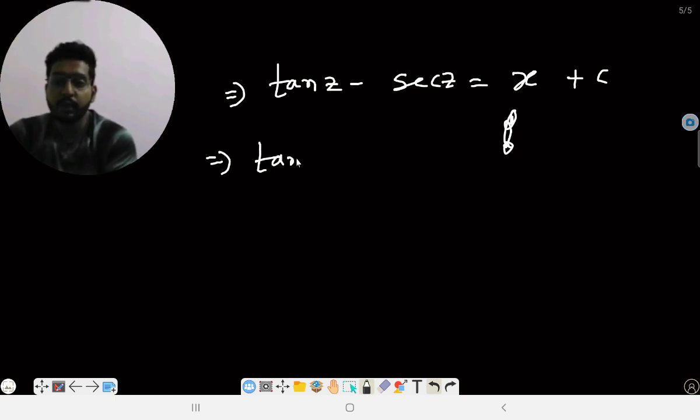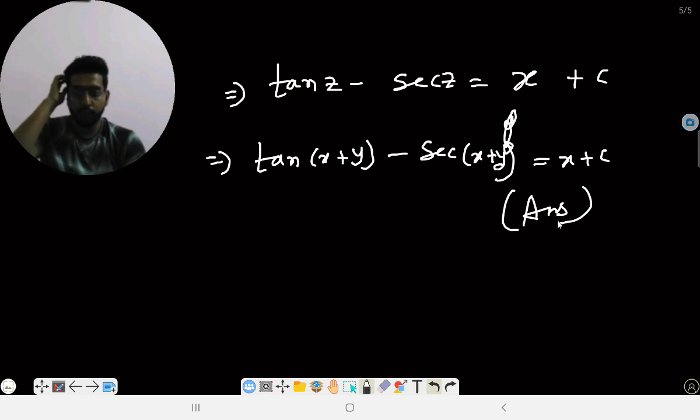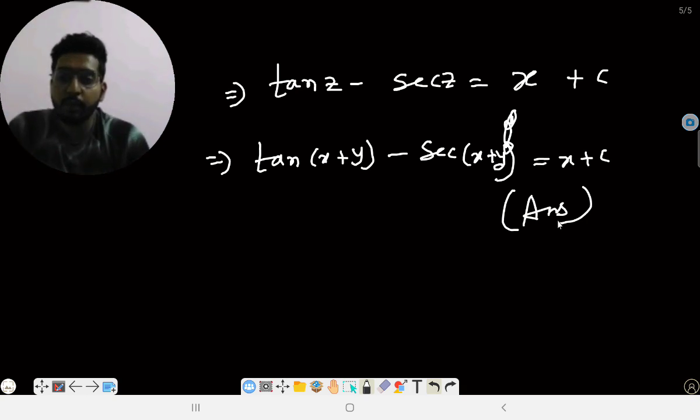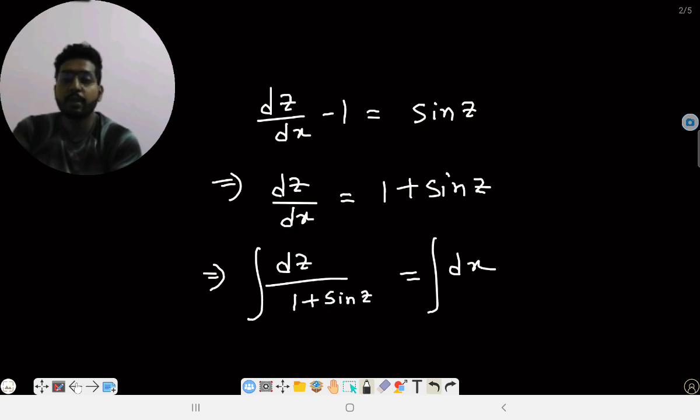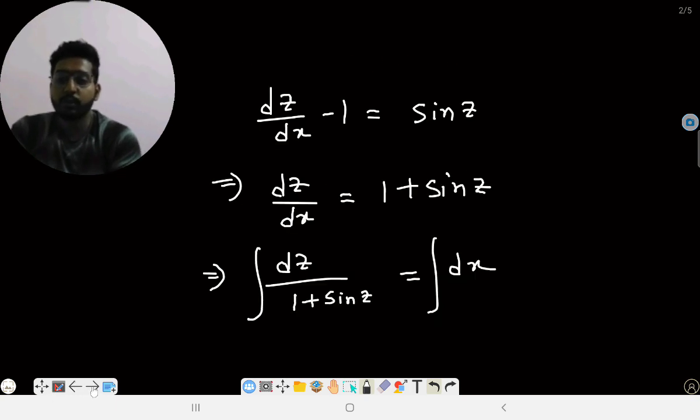So z is here x plus y, that means tan(x plus y) minus sec(x plus y) equals x plus c. So that will be the answer. Okay, so that is the way to solve it. Any one technique you have to use; you have to check which one we can use here. Here we can see separation is not possible, so here you have used the substitution technique, x plus y equals z.